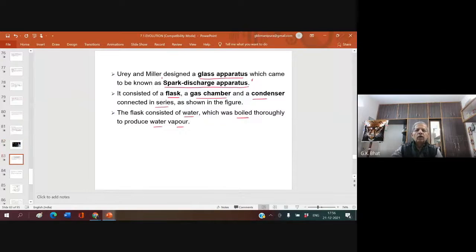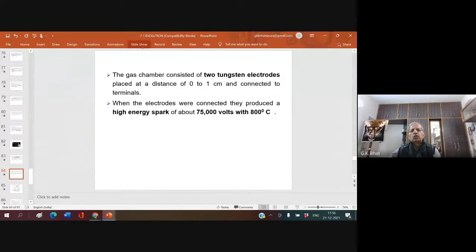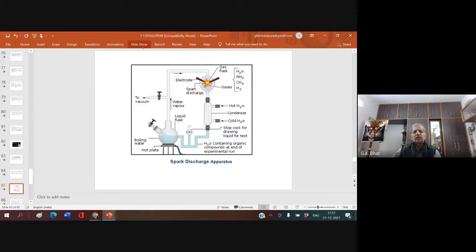In this, the gas chamber consisted of two tungsten electrodes, placed at a distance of about 1 centimeter and connected to terminals. When the electrodes were connected, they produced a high energy spark of about 75,000 volts with a temperature of 800 degrees centigrade. So this is the spark discharge apparatus with the flask, and here you can see the two electrodes; when connected to the terminals, they could produce 75,000 volts and generate heat of 800 degrees centigrade.